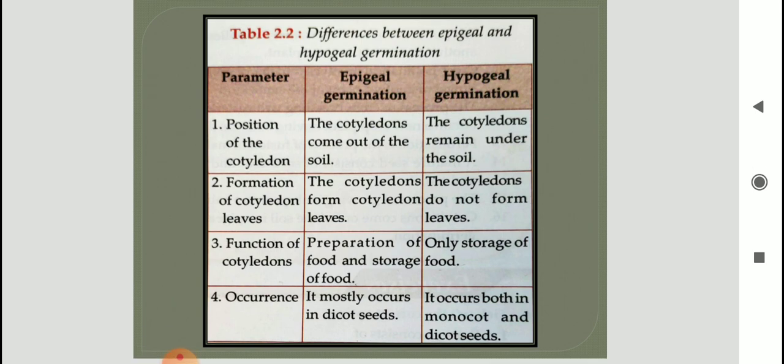After this, children, basic differences between asexual and sexual reproduction are given in your book: in asexual reproduction only one parent is involved, in sexual reproduction both the parents are involved. In asexual, no fusion of gametes takes place, and the plant obtained is exactly identical to the parent plant, whereas in sexual reproduction, fusion of gametes takes place and the plant is not identical to the parent plant. So with this we come to an end of the chapter.